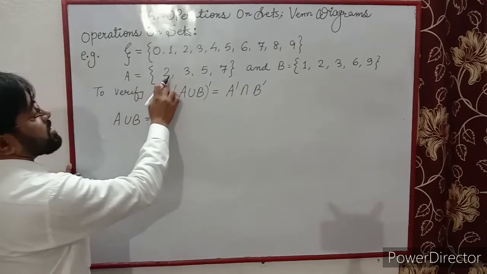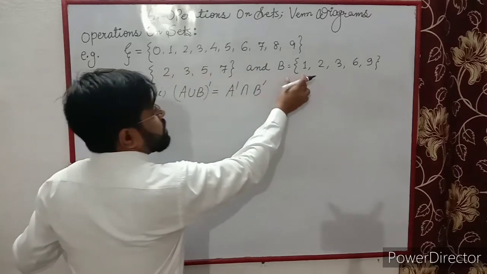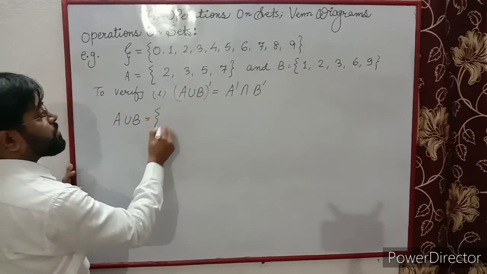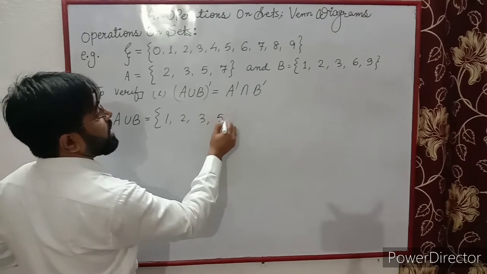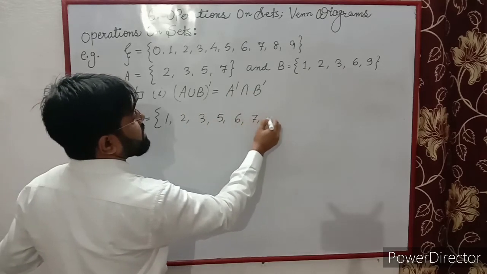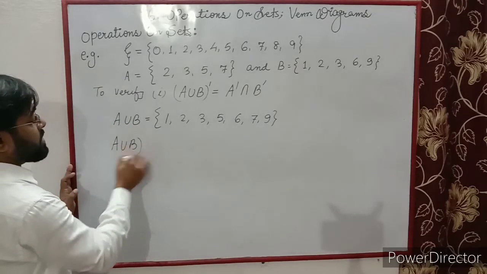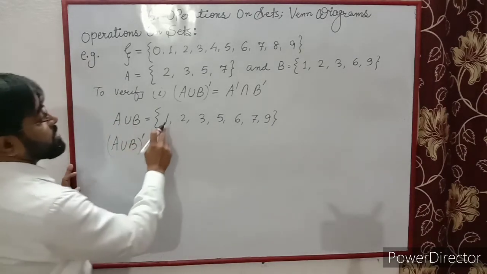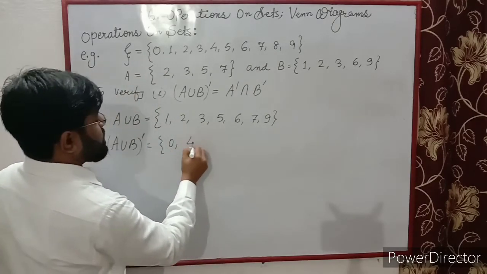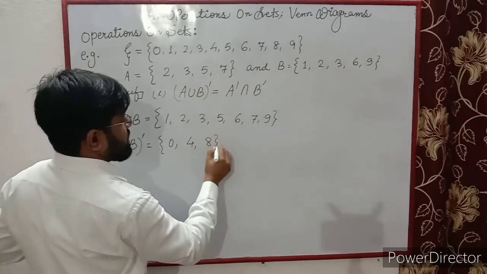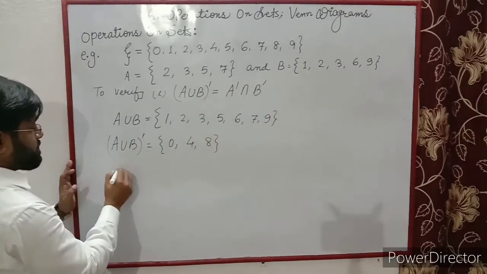So all those elements belong to set A or belong to set B. So we have to write here 1, 2, 3, 5, 6, 7, 9. Now the complement of A union B is 0, 4 and 8.